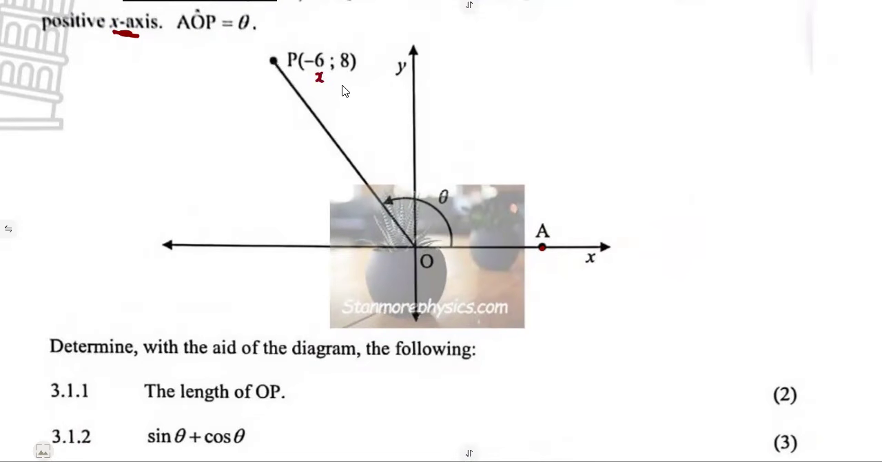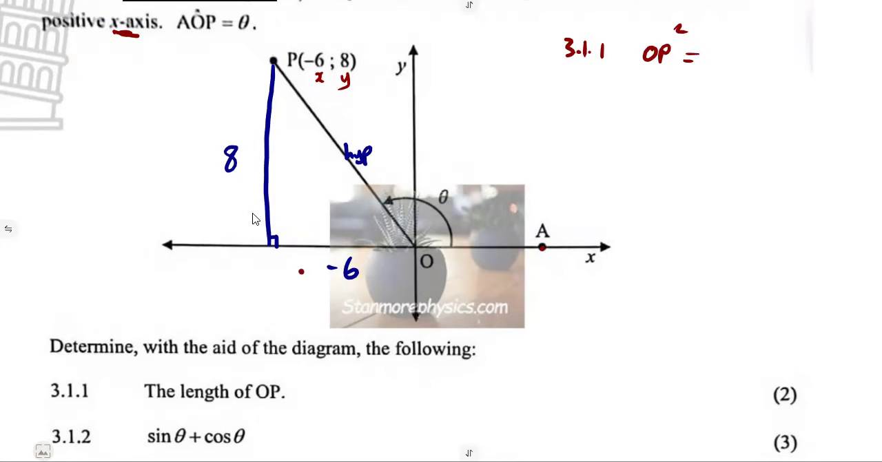We can simply use the concept of a point. This is the x value, this is the y value. As we can see, the x value is minus 6 and the y value is a positive 8. OP is this length, the hypotenuse. That is our OP. So how do you do Pythagoras' theorem?